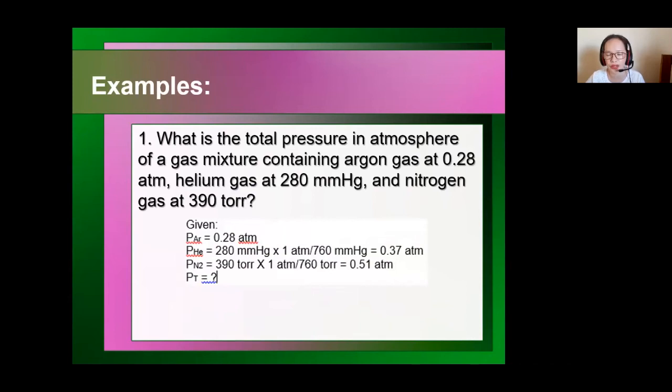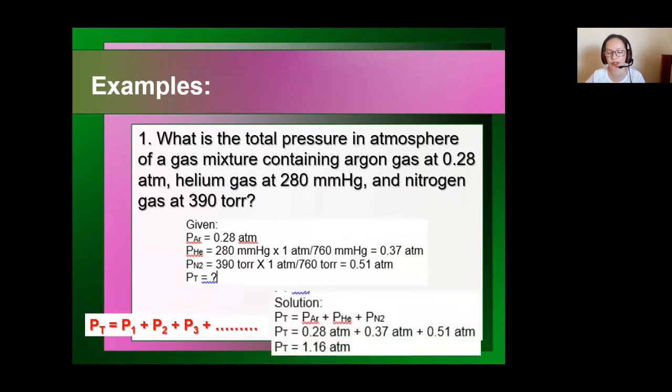So after making all the units the same, we can now get the total pressure in that container in atmosphere. So we simply add, because total pressure is the summation of all the pressures of the gases. So we have 1.16 atmosphere. So that container exerts a pressure of 1.16 atmosphere, after adding all the partial pressures of the gases inside that container.